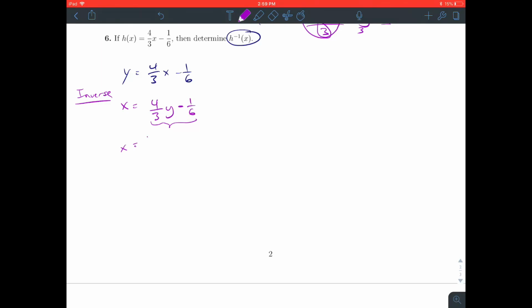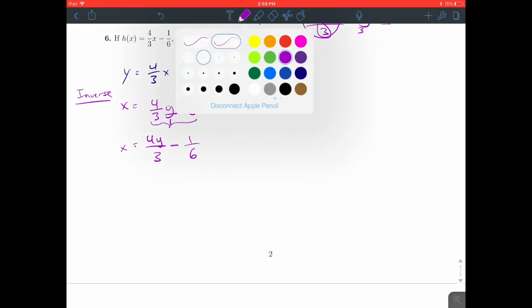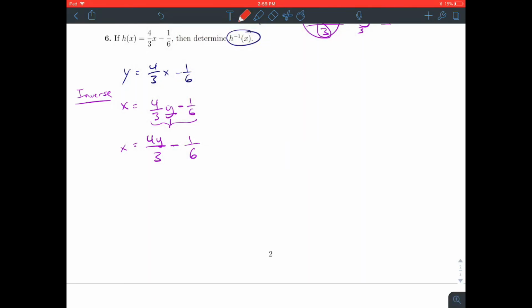So 4 over 3y, that's the same thing as 4 times y, 4y, over 3 times 1, minus 1 over 6. Now, in order for me to subtract these fractions, I need to have a common denominator. So to turn 3 into 6, I'll multiply by 2 on numerator and denominator. This will give me 6. I already have 6 here, so I will get common denominators. That gives me x equals 8y over 6 minus 1 over 6.